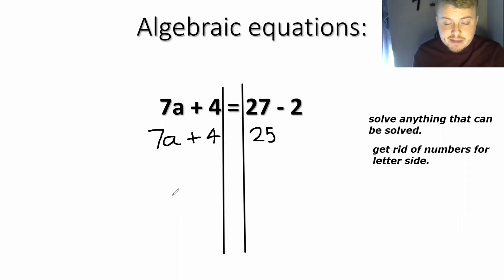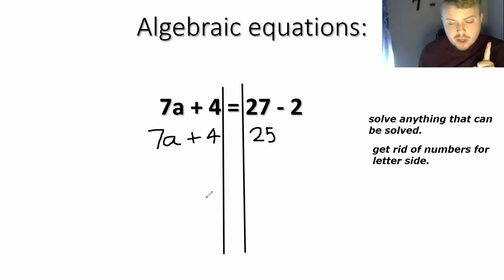The reason I've got to get rid of them is because I want to leave A all by itself. Because if I've got A left all by itself on one side, then on the other side, it's going to tell me what A is worth. Okay, so how do I leave A alone all by itself? I need to get rid of the 7 and I need to get rid of the 4.